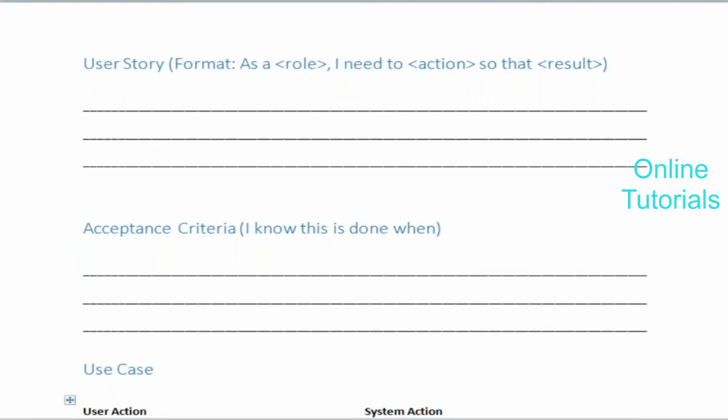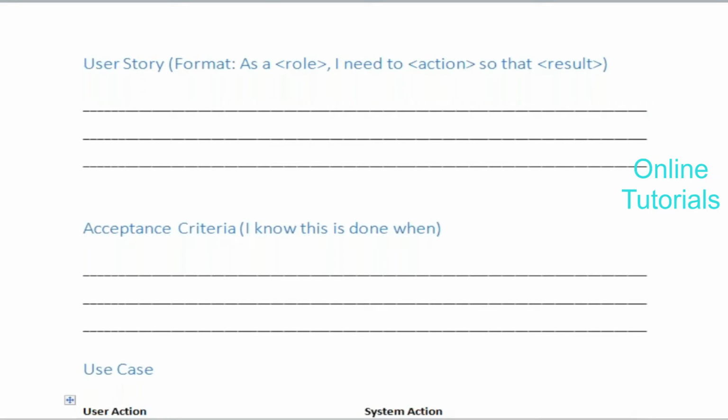To write a user story we have to take 3 points into consideration. I'll just show you the template so that you understand better. Just now I shared the screen. This is what the template of a user story is all about. Here there are 2 points: one is called the user story, and the second is called acceptance criteria.